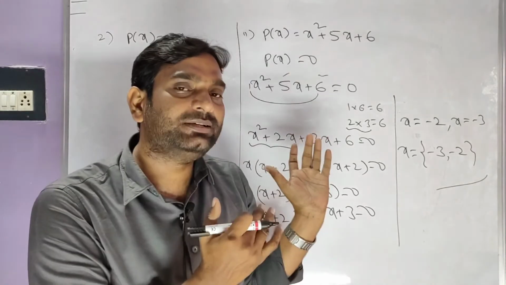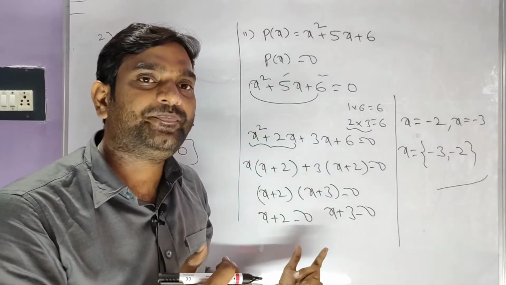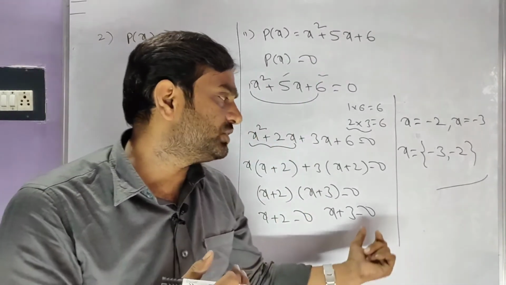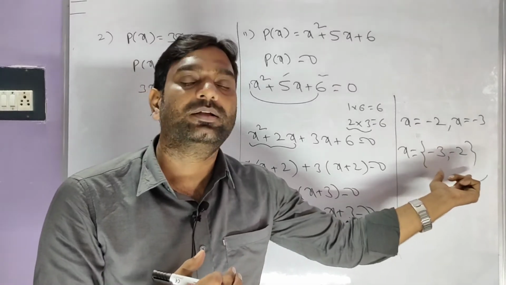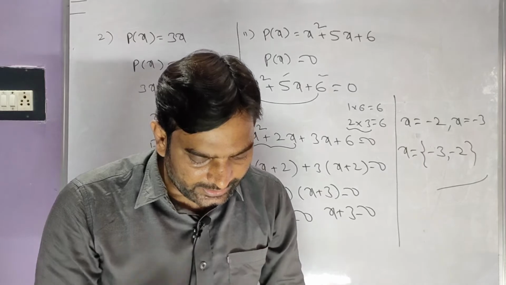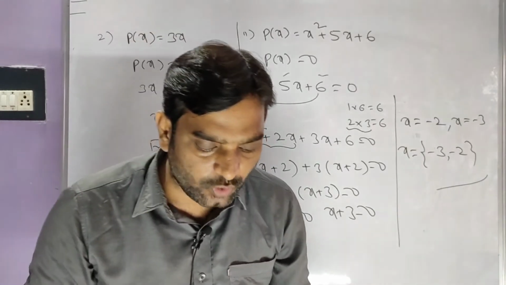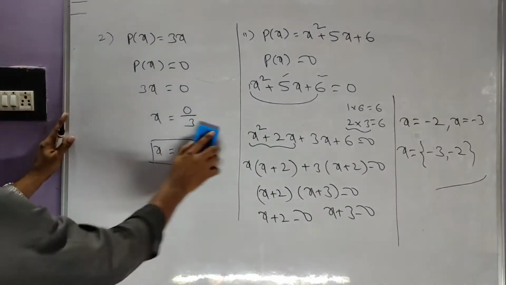What we did here: we just factorized the given quadratic polynomial and made it equal to 0. Then we got the zeros of the given polynomial. Next, in the fourth problem, p of x equals x to the power of 4 minus 16 is given. Very interesting.